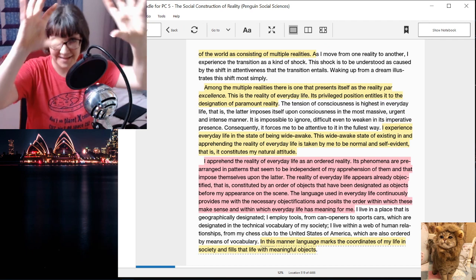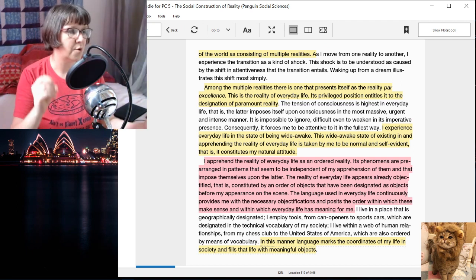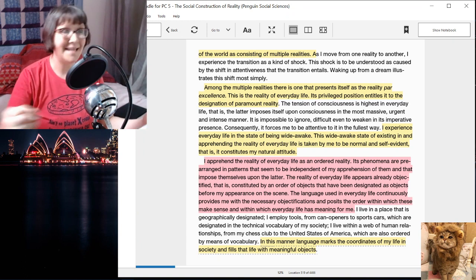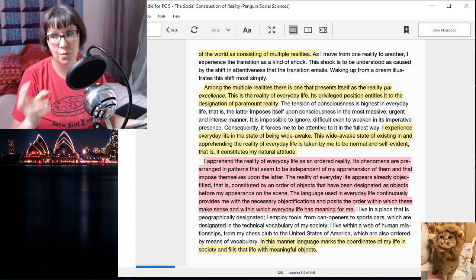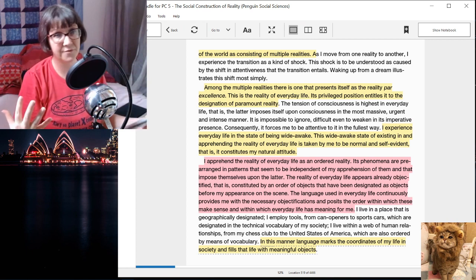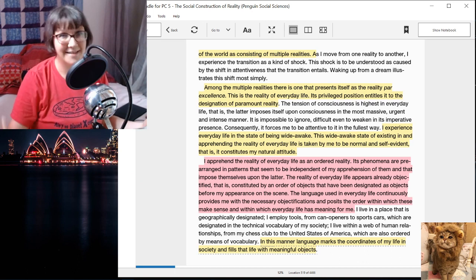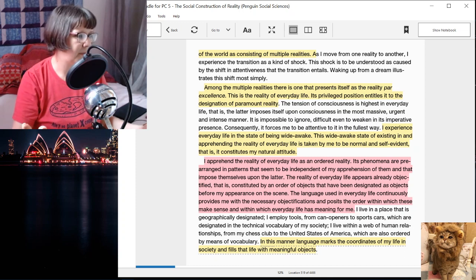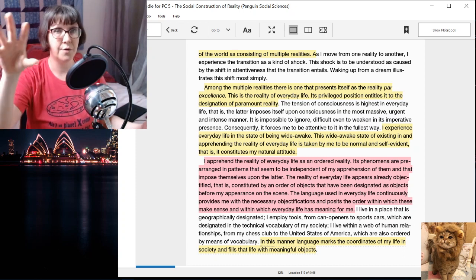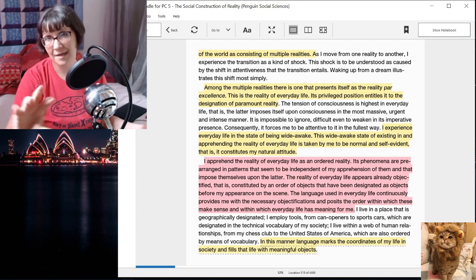So this is the takeaway from this section, I think, that language marks the coordinates of my life in society and fills it with meaningful objects. Language is the way that we connect our experiences of the physical world and the way it presents itself to us as ordered and objective. Language reflects and reinforces that objective and ordered nature. And then this language also is the boundaries with which we describe our world and we assign meaning.